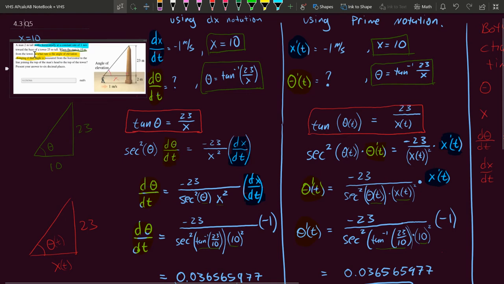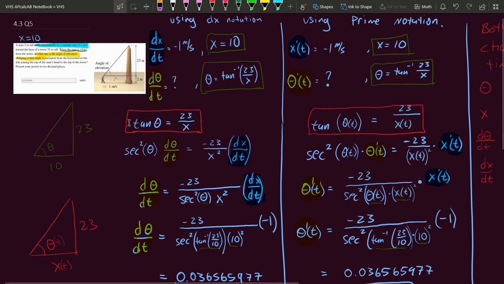Now, this is actually the question being asked. At what rate is the angle of elevation changing? Okay, and that's this value right here, this green value that shows up. That's the rate of change, or dθ/dt. That's what's being asked. Okay.